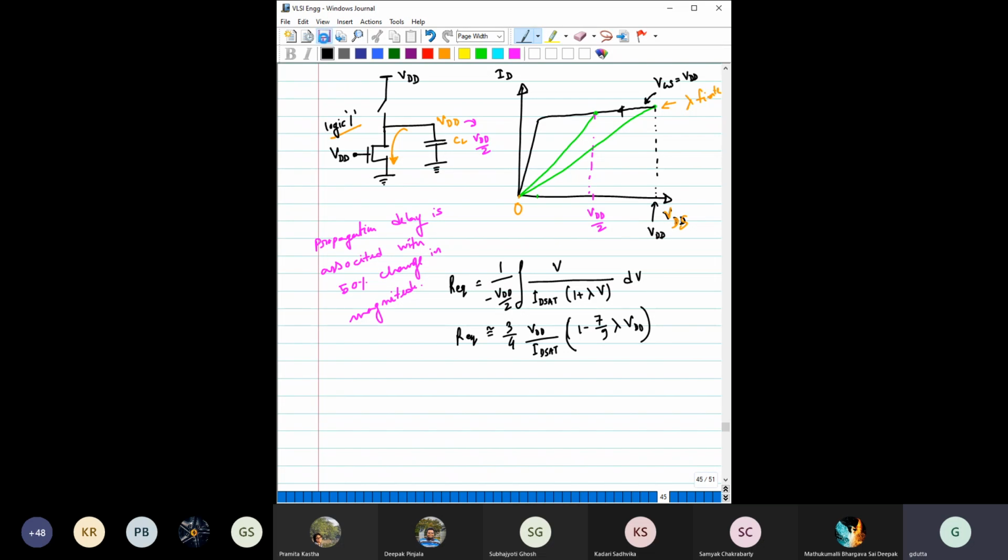Yes, let me save this one. Can you tell the range once more, please? Tell the limit of the integration once more. Oh, right, yes, I need to put the limit. You are right. We are taking this integration from this point to this point, so it should be from VDD to VDD by 2.